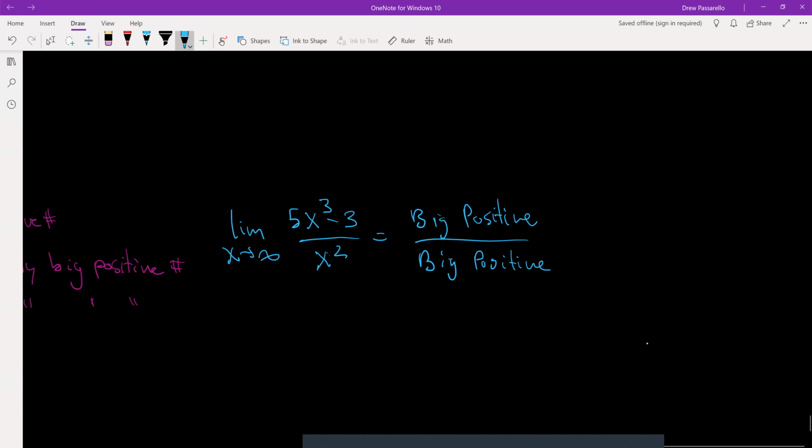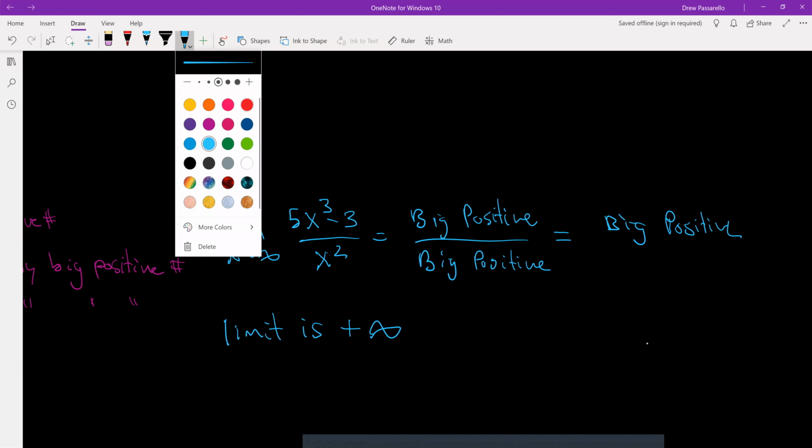The value in the numerator is more than the value in the denominator because of the x cubed versus the x squared. So it's going to keep getting bigger, and it's positive. So the limit is positive infinity. That's the answer for part A.